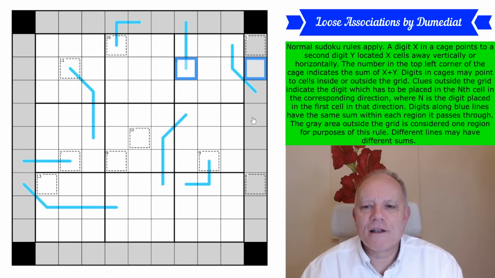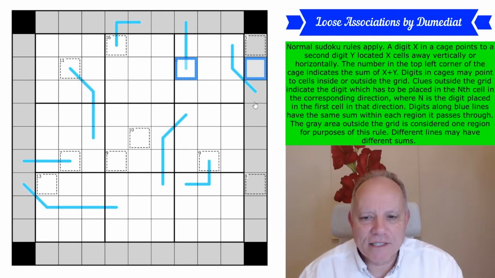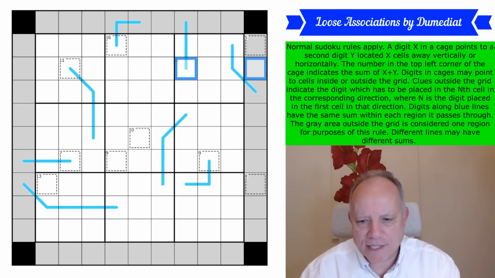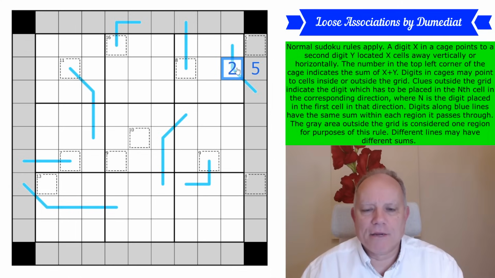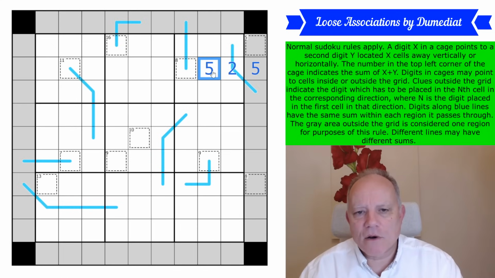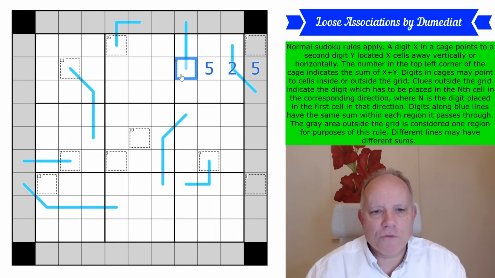Numbered rooms. Clues outside the grid indicate the digit which has to be placed in the nth cell in the corresponding direction, where n is the digit placed in the first cell in that direction. Now that sounds complicated. It's not that bad. Imagine that this was a 5 and that this was a 2, say. Then that is saying that 5 is placed in the second cell from this direction, and that's counting in the white cells, obviously. So that would mean 5 would be there. Now that's not a clash. That 5's outside the grid, so that would be fine. So that is possible, even with that 3 that we posited there.